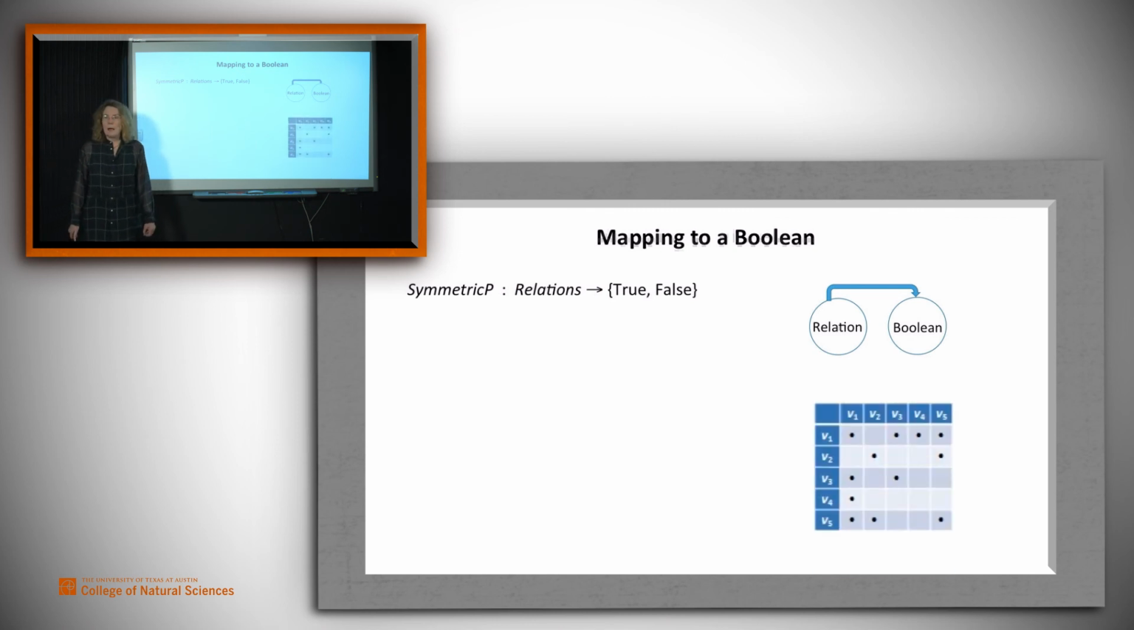So we know we need to do that mapping. Let's do it by representing, in this case, the relation as an adjacency matrix. All right, so here's an example. Stare at this for a minute, and we want to know whether the relation that's represented by this matrix is symmetric. And if you stare at it, you'll see that it is.